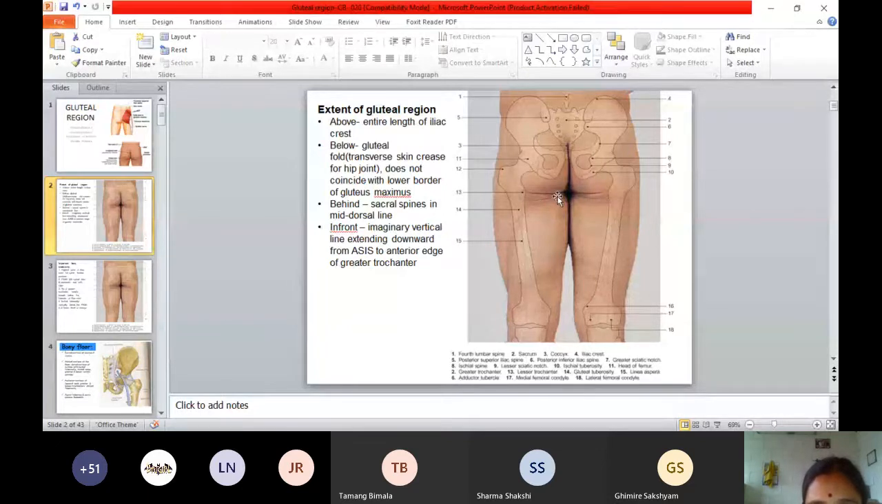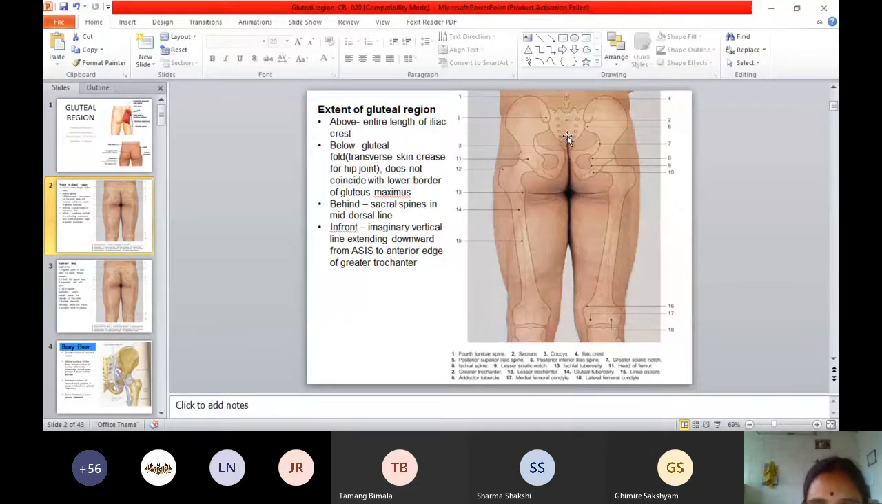It is a transverse skin crease for the hip joint and it does not coincide with the muscle. Deep to this gluteal region there is a big muscle known as gluteus maximus. So this gluteal fold does not coincide with the lower border of the gluteus maximus. Posteriorly, on the midline, the gluteal region is bounded by the mid dorsal line, formed by the sacral spine. This bone is the sacrum, and its bony projections are known as the sacral spine.